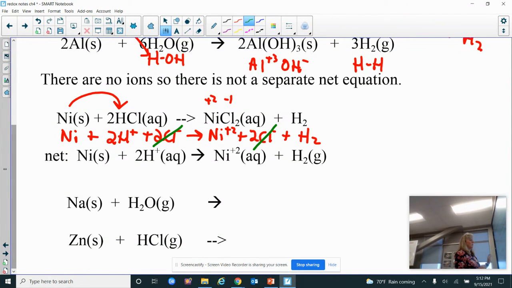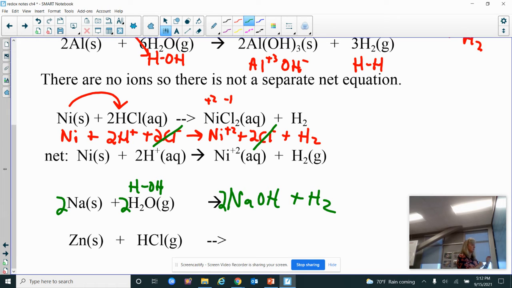All right, so what would these make? Again, think of water as HOH. This one I actually already did up there. So we get NaOH and H2. And then we have to balance it because I've got more hydrogen on this side. So putting a 2 there and a 2 there gives me 4 hydrogens, 2 oxygens, 2 sodiums. So then it's balanced. Again, solid, gas.